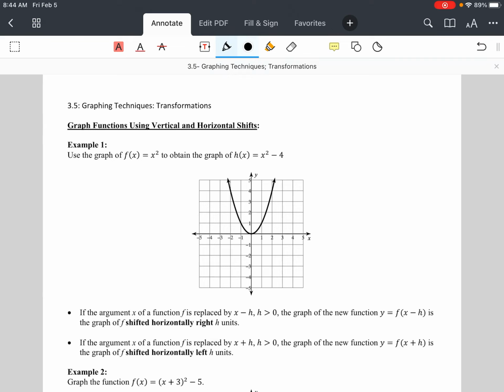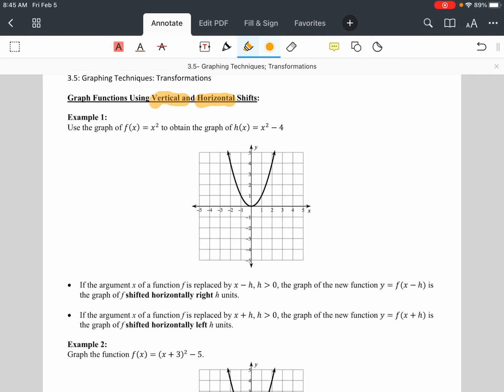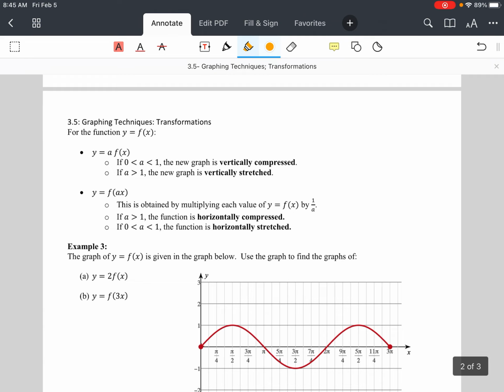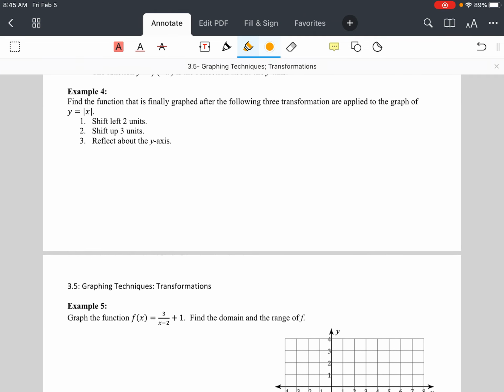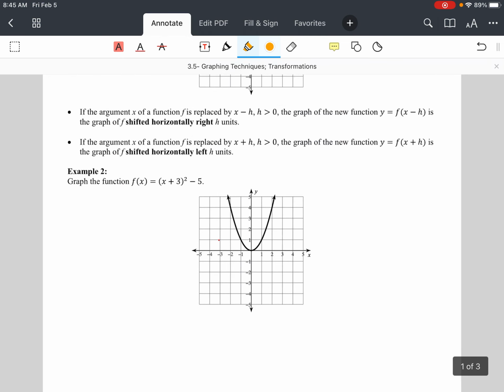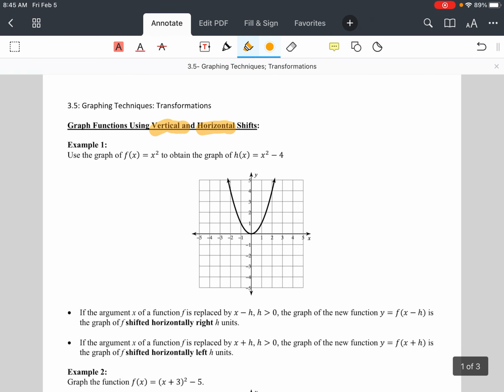All right, so in this section, we're going to be talking about some graphing techniques. Now, this is going to be a two-part video. In the first part, we're going to start with vertical and horizontal shifts, and then we will go into vertical and horizontal compressions and stretches. In the second video, we will also talk about reflections about the x and y axis. All of these are just graphing techniques that will help us whenever we're interpreting these graphs. Okay, so let's take a look at this first example.